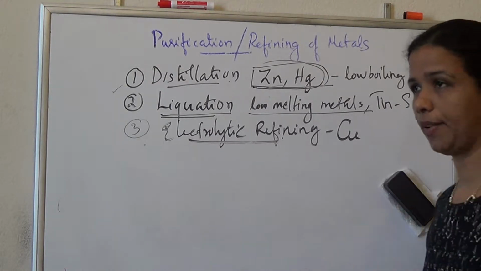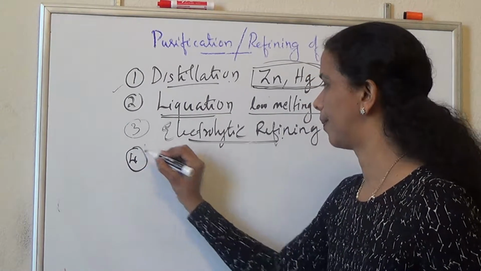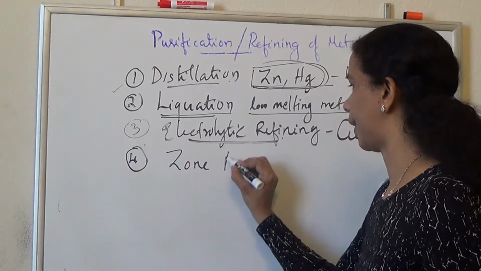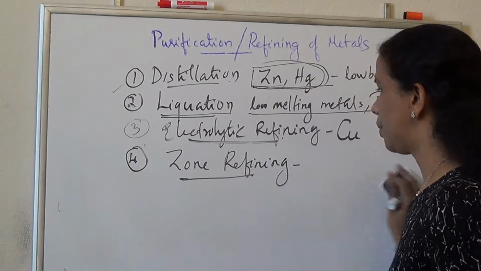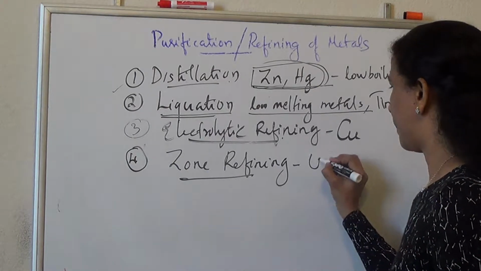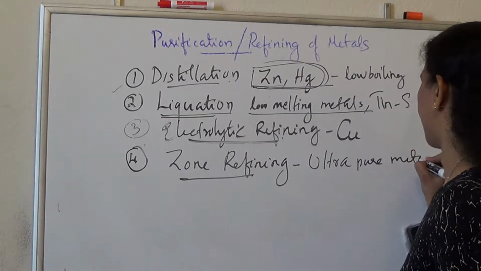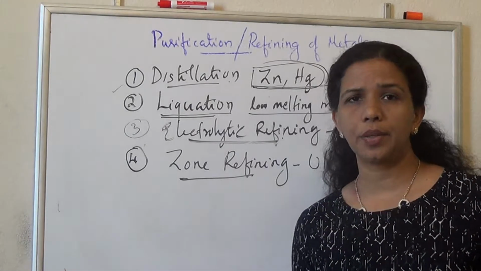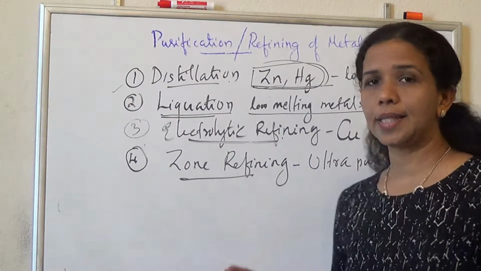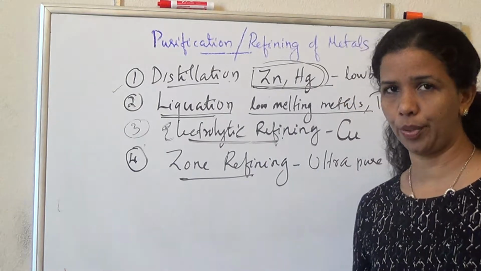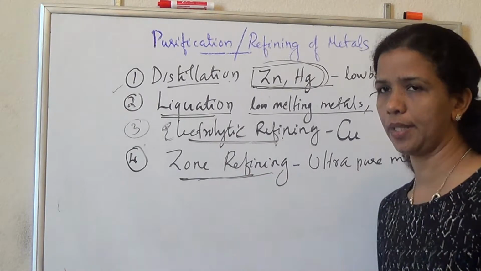The same method we can use to purify silver. We can purify all good conductors. Then the fourth one, that is called zone refining. Zone refining is usually used for purifying or making ultra pure metals. So the metals which are used in electronic devices like silicon chips, etc. must have 100% purity. So that type of metal can be purified by this method, zone refining.